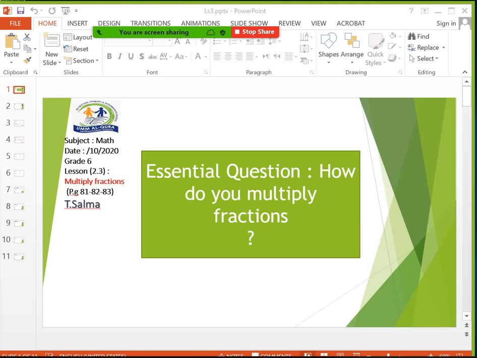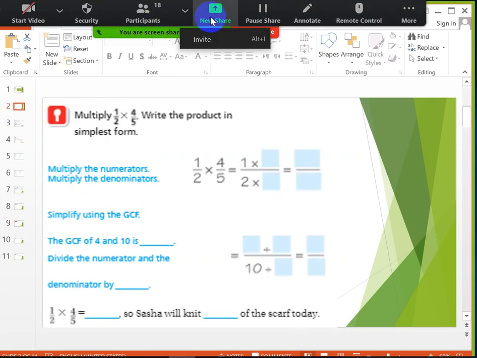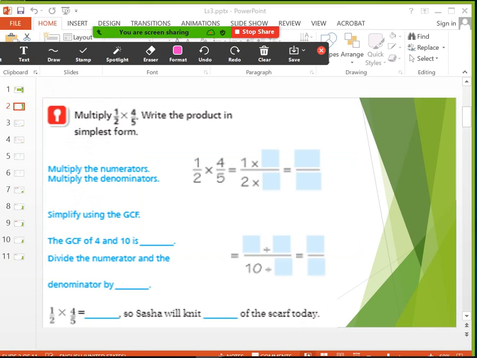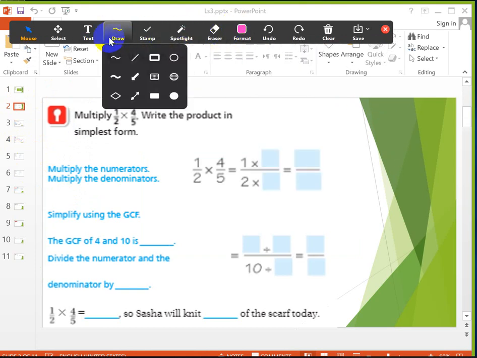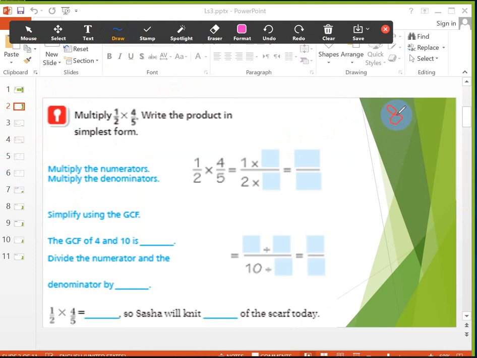Today we will learn how to multiply fractions. I think you took this before, but today we will remember together how I will multiply two fractions together. Please focus with me, bring your books and open it. This is page, I think, 81. Let's start with the first exercise. In this exercise, I want to multiply 1 over 2 with 4 over 5.